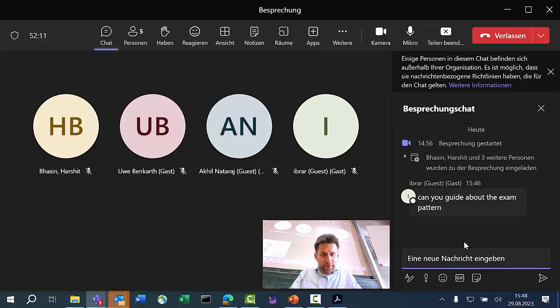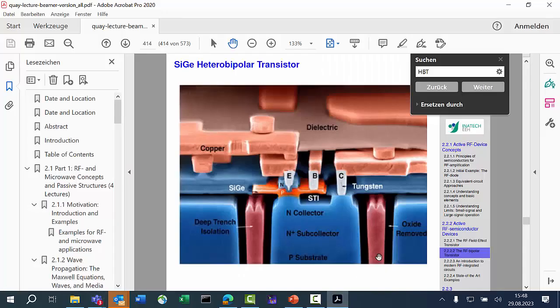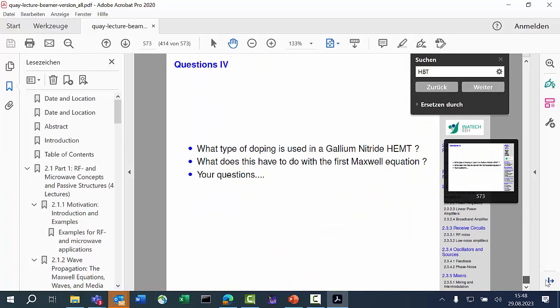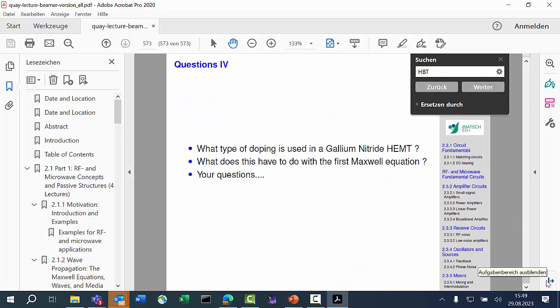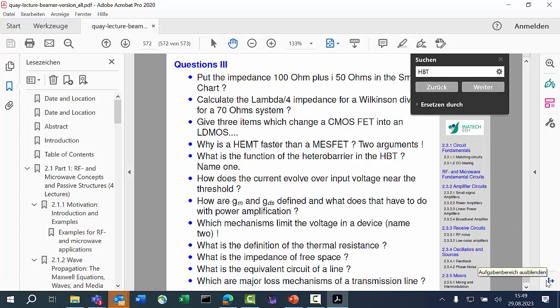Can you guide about the exam pattern? The exam is a written exam. You bring a pocket calculator, 90 minutes, a pen, and no notes. And the idea will be answering this type of questions. There will be also some short calculations that will be relatively minor. So these will be questions like that.